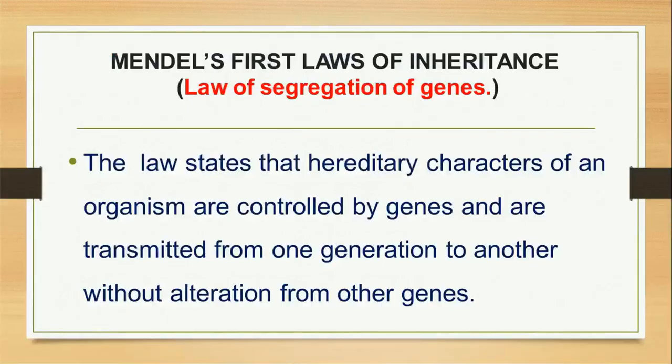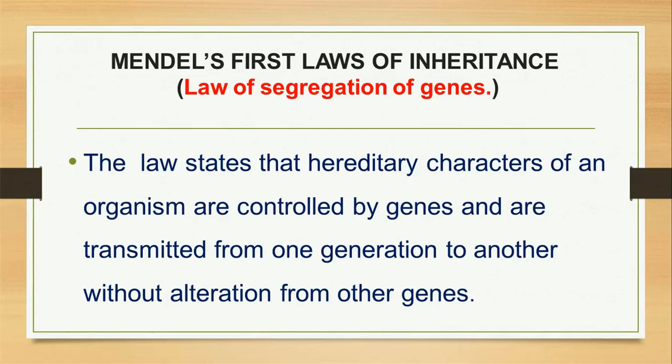Good. Now Mendel's first law of inheritance. This law is also called the law of segregation of genes. This is actually as a result of his work on monohybridization. And so the law states that hereditary characters of an organism are controlled by genes. We already know that genes control characters that are inherited, and that they are transmitted from one generation to another without alteration from other genes.